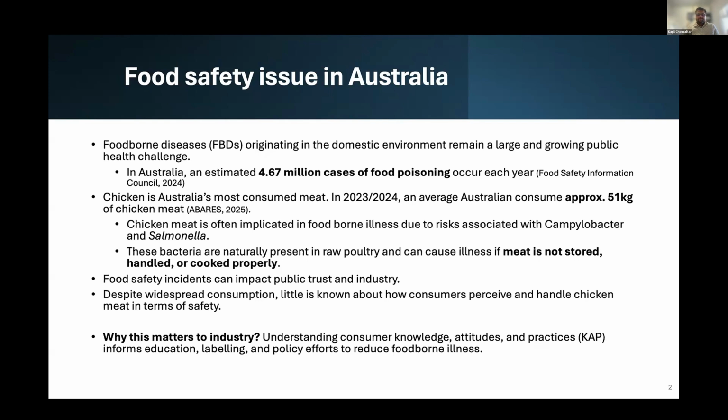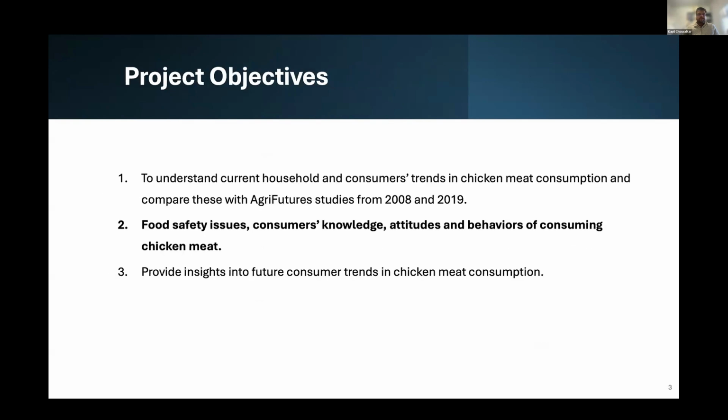And as a result, the increasing number of such incidents can impact the public trust and impact industry as well. There are several reports of the consumer perception and what the handling practices are in the kitchen environment and after purchase that have been reported overseas. But in Australia, nationally, little is known around how consumers perceive chicken meat safety. So we proposed that the understanding of consumer knowledge, attitudes and practices would help industry to educate, as well as labeling and policy efforts to reduce the foodborne illness.